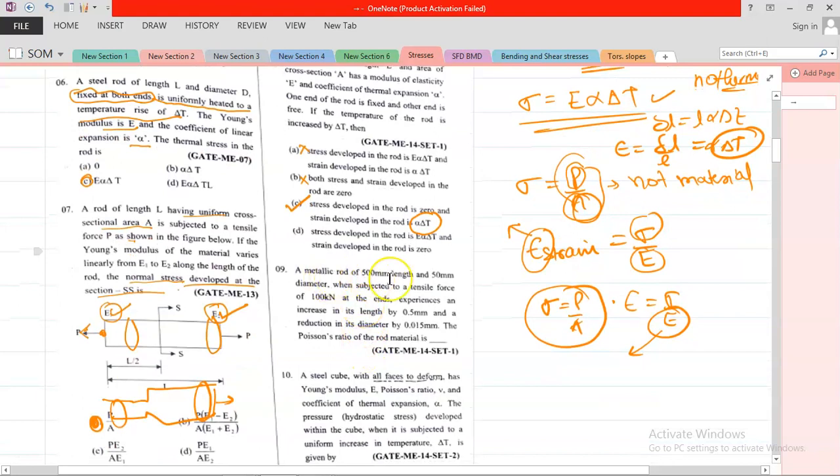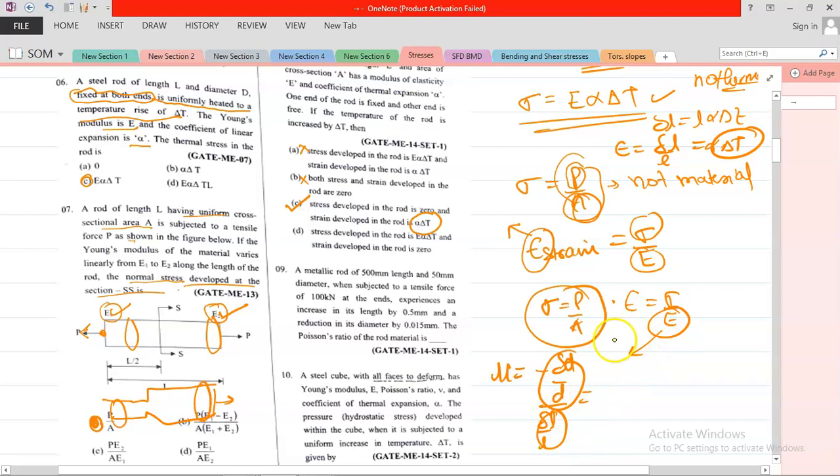Now in the next question, it is given a metallic rod of length 500 mm and 50 mm diameter, when subjected to a tensile force of 100 kN at the ends, experiences an increase in length and a reduction in diameter. Find the Poisson ratio of the material. So this is a very simple question. You can just remember the Poisson's ratio formula, minus delta D by D upon delta L by L, that is lateral strain upon longitudinal strain.